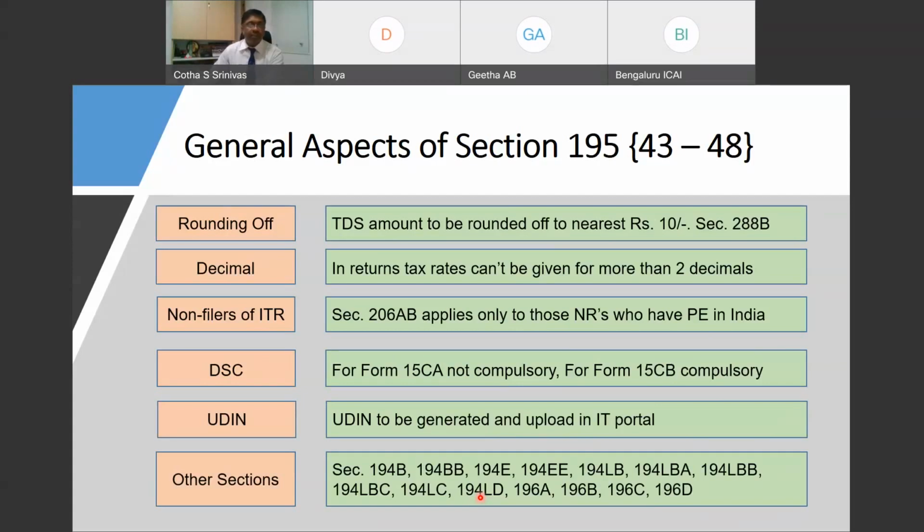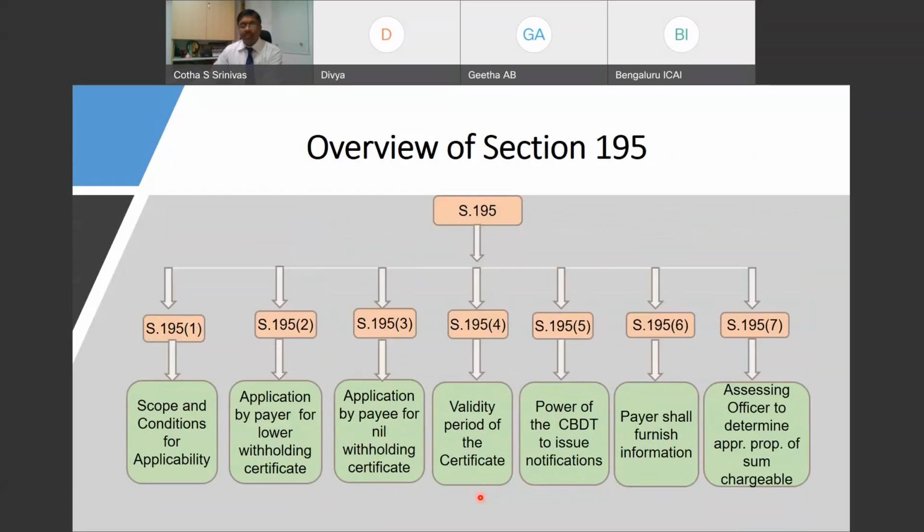I thought I would discuss these with you. Now let us move on to the overview of section 195.